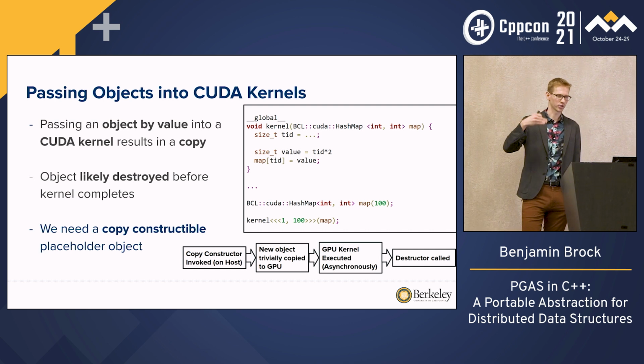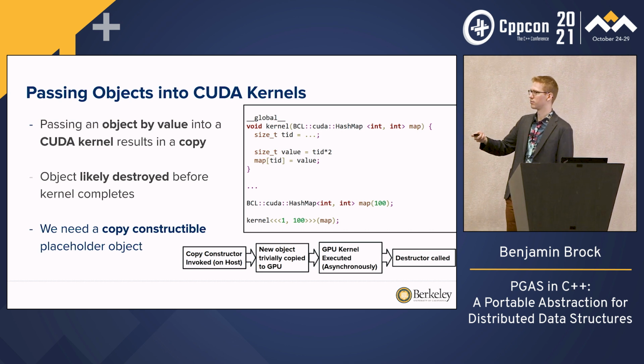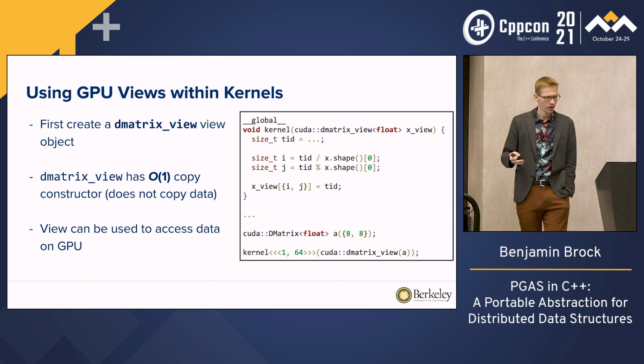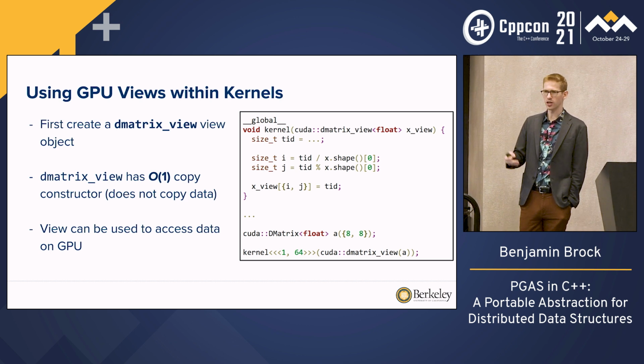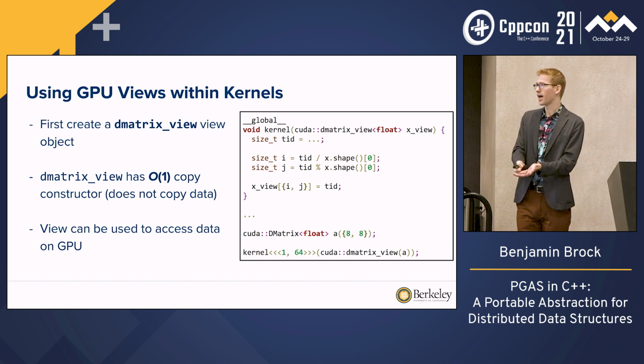So what we want is to have this copy constructible placeholder object that we can just copy into a CUDA kernel and then call methods on it to perform manipulations on the data structure. And so what we can use for this is actually a view. Because a view is exactly that.